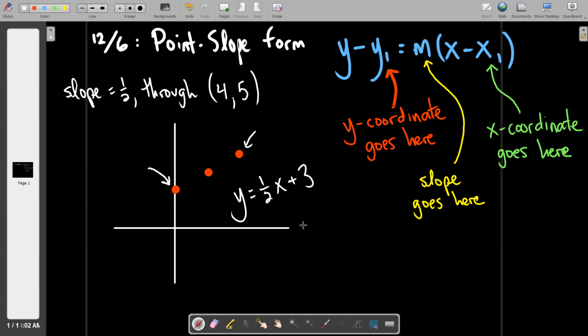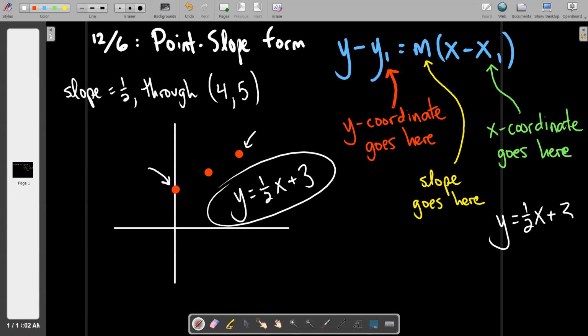So if you would, do me a solid and jot this down, just the equation, because I want to come back to that in a second. I'll write it down over here. And now I'm going to erase a bunch of this stuff.